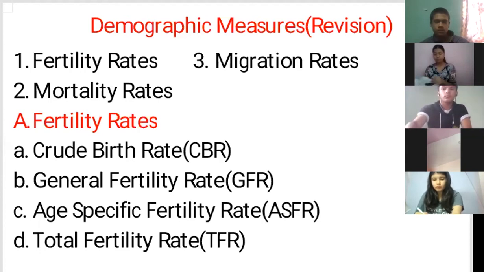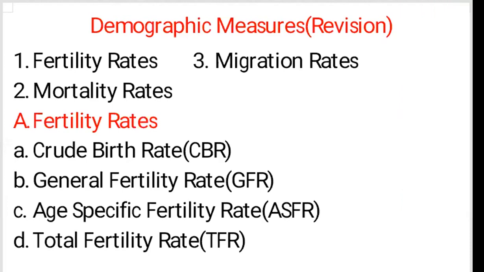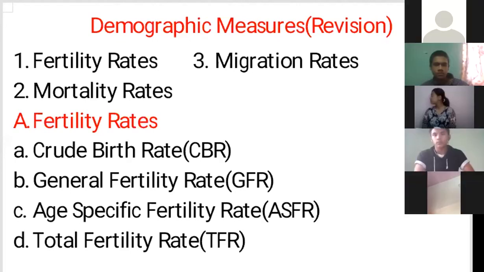You all know the definition of demography. The term was derived from two words, demos and graphein. When we combine the two terms, we can define demography. It means the study of human population in a systematic and scientific way. That's the definition of demography.